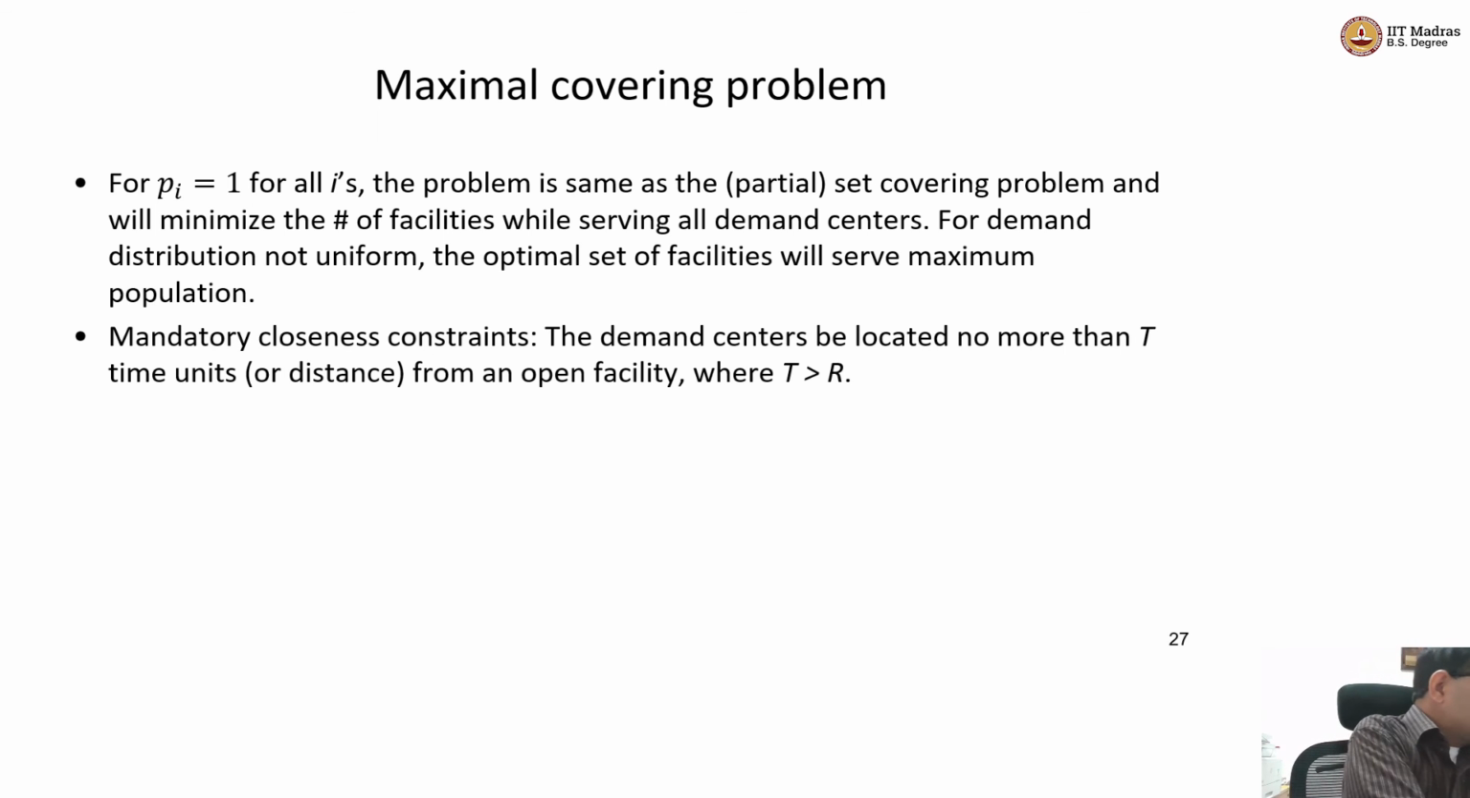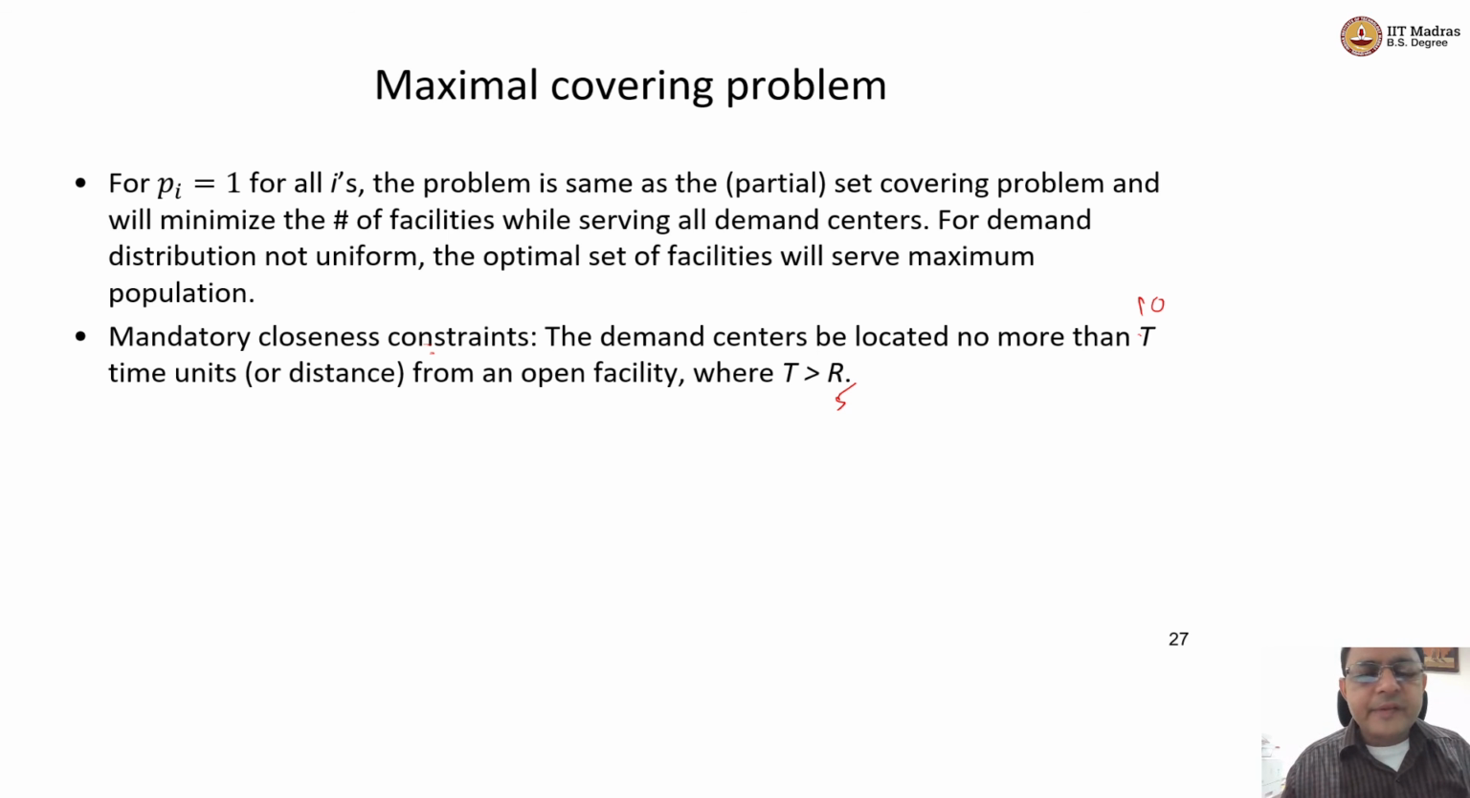So the mandatory closeness constraint. Now let us come to the second set of constraints. Mandatory closeness constraint says that demand centers cannot be more than T minutes away from the facility that is open, right? And obviously this T is more than R. This T is your 10 minutes. Your earlier R was 5 minutes, right? So entire population has to be reached within 10 minutes.